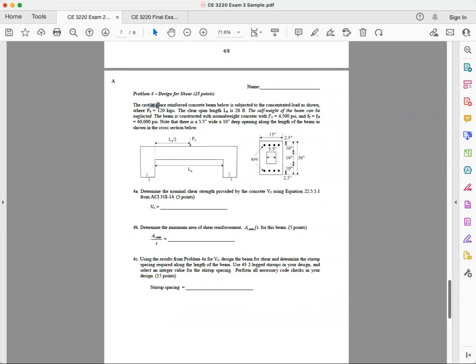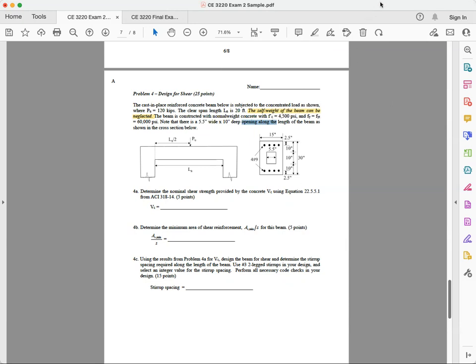All right, so the cast-in-place reinforced concrete beam below is subject to concentrated load as shown, where Pu is 120 kips. The clear span is 20 feet. The self-weight can be neglected. Oh, good news. I don't have to worry about the self-weight, okay? No self-weight needs to be considered. The beam is constructed with normal weight concrete with 4,500 psi, yield strength of 60 ksi. Note that there's a 5.5-inch wide, 10-inch deep opening along the length of the beam as shown. That means there's a hole in the middle of the section.